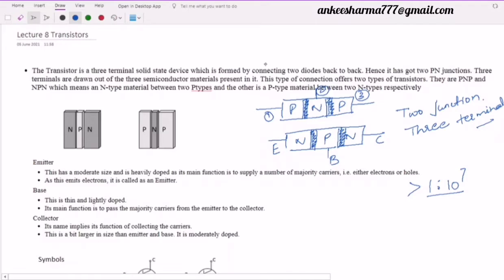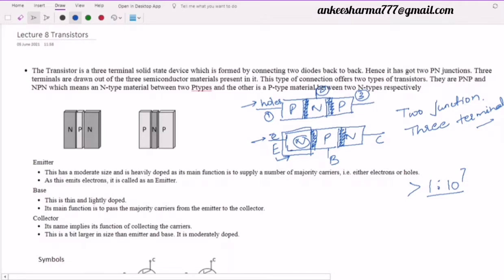Second, why are we doing this heavy doping? We will see later that this emitter, as the name suggests, is going to emit something. In the case of an N-type semiconductor, it is going to emit electrons, and in the case of P-type, it is going to emit holes. So that's why the name is emitter. Higher the doping, higher will be the majority carriers. In the case of N-type, we will have more electrons, and in the case of P-type, more holes. It means more electrons and holes will be emitted by this emitter terminal. That's why this part is called the emitter, right?